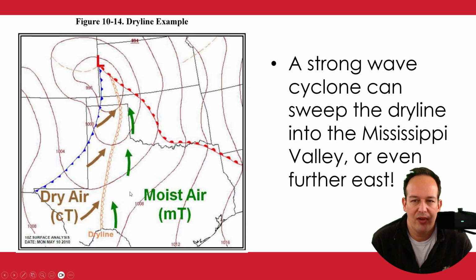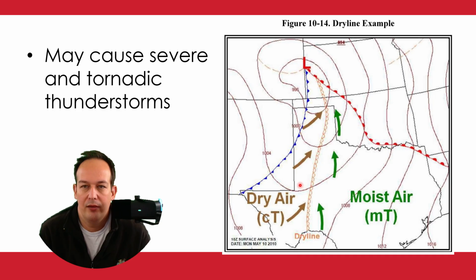A strong wave cyclone can sweep the dry line into the Mississippi Valley or even further east. And so, if this dry line is with a strong wave cyclone, then this dry line can cause severe and tornadic thunderstorms. And so, just try to think back to when we were talking about a cold front, for example. A cold front would come in and it would push all that warm, moist air aloft. Well, the difference is this is a dry line instead of a cold front, but you have all this dry air here on the west side that's going to then push all this moist air aloft. And so it becomes unstable and it creates severe thunderstorms that can produce tornadoes.